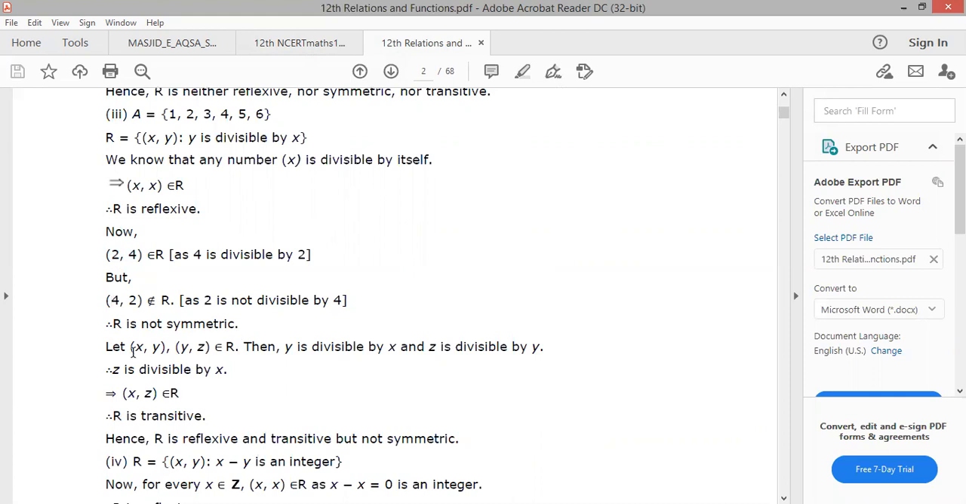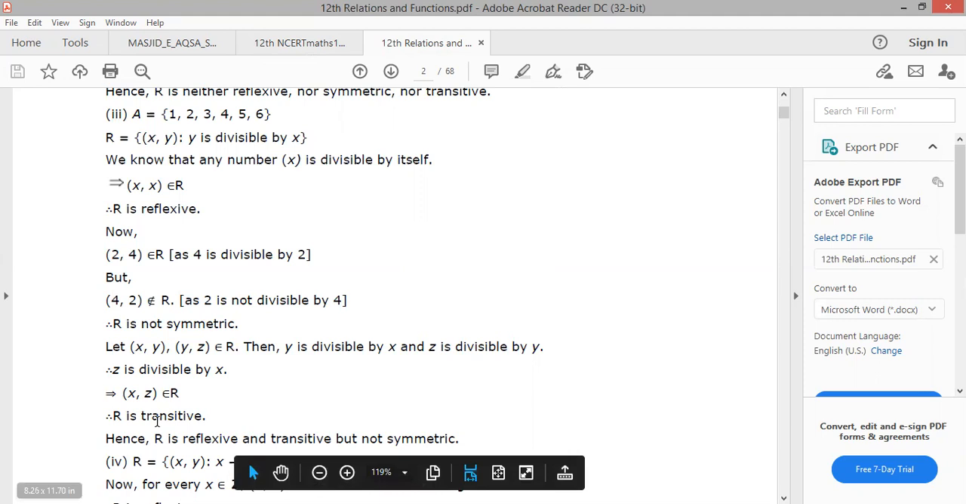Is this transitive? Let's check. So we can see here, for example, xy belongs to R and yz belongs to R. That means y is divisible by x and z is divisible by y. So clearly z will be divisible by x. So this is transitive. So this is a relation that is reflexive and transitive but not symmetric.